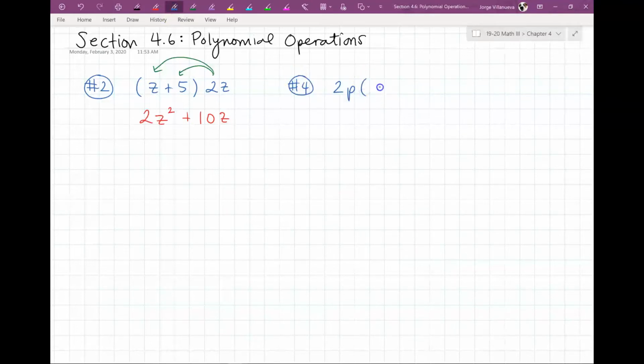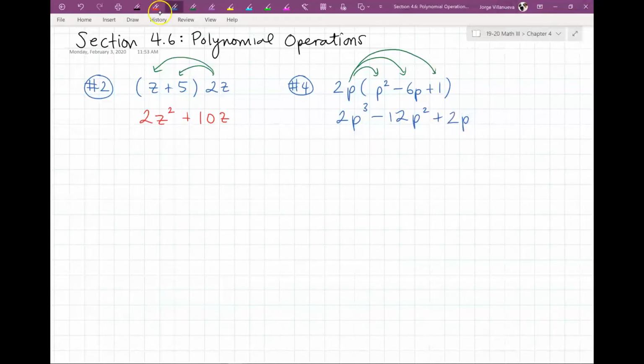2p times p squared minus 6p plus 1. Again, we're going to distribute, okay? And this is like I told you guys, a problem that I saw in the test. A lot of people were not able to do this. Okay, so 2p times p squared, that'd be 2p cubed, because that's a single p with the power of 2, so they add up. That's 3, minus 12p squared plus 2p.